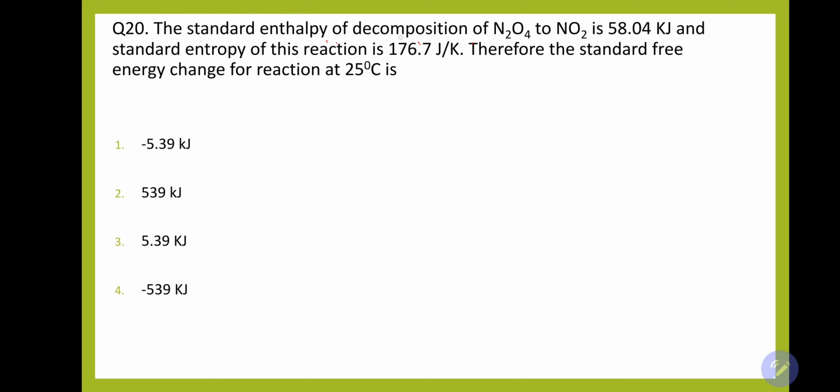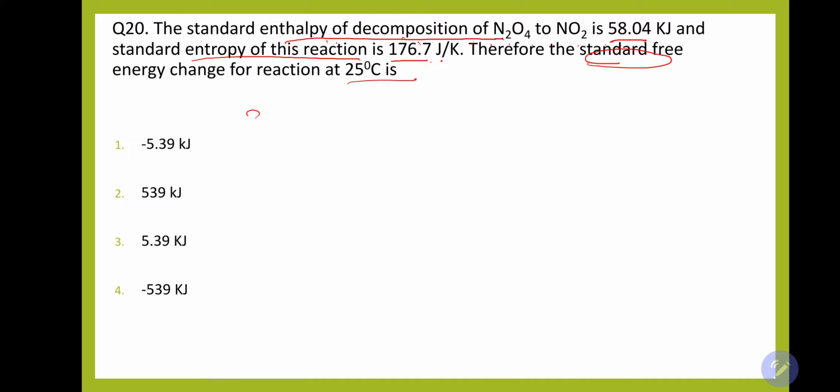The standard enthalpy of decomposition of N2O4 to NO2 is 58.04 kilojoules, and standard entropy of this reaction is 176.7 joules per mole per Kelvin. Therefore, find the standard free energy change for the reaction at 25 degrees Celsius. See what is given. The standard enthalpy of decomposition is given, which is 58.04, and the standard entropy of the reaction is given, 176.7. You have to find the standard free energy, that is delta G.